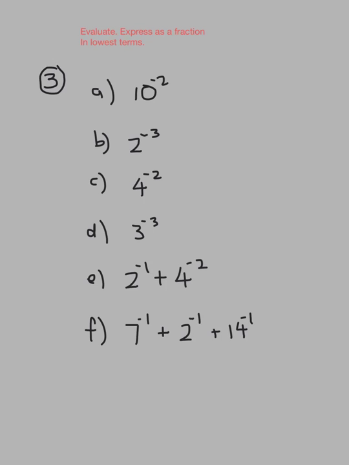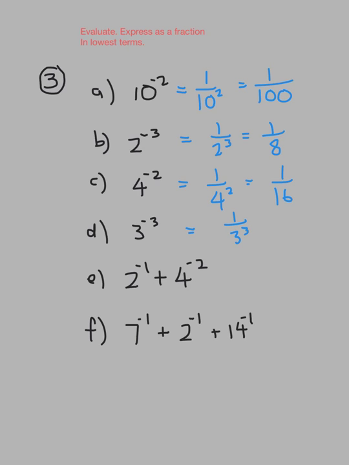Question says here, evaluate and express as a fraction in lowest terms. So 10 to the negative 2 would be 1 over 10 squared, and here we can work it out. 10 squared is 100, so it's 1 over 100. 2 to the negative 3 would be 1 over 2 cubed, and 2 cubed is 8, so the answer is 1 over 8. 4 to the negative 2 would be 1 over 4 squared, 1 over 16, and 3 to the negative 3, 1 over 3 cubed, and 3 cubed is 27, so it's 1 over 27.